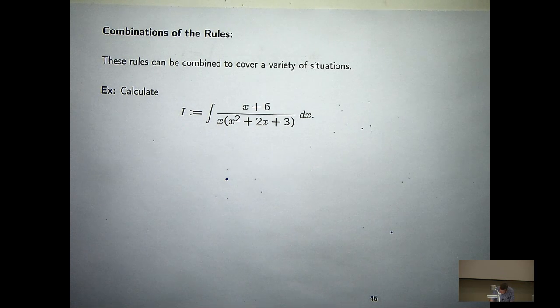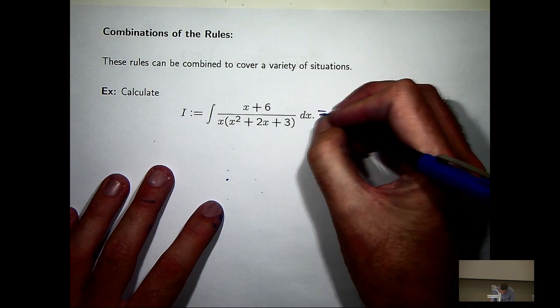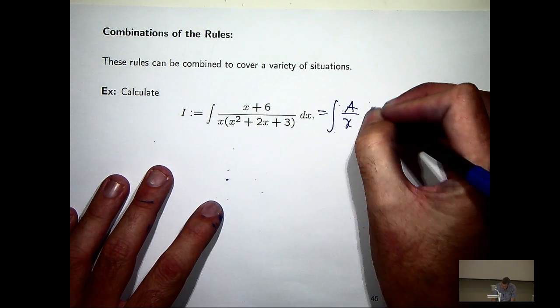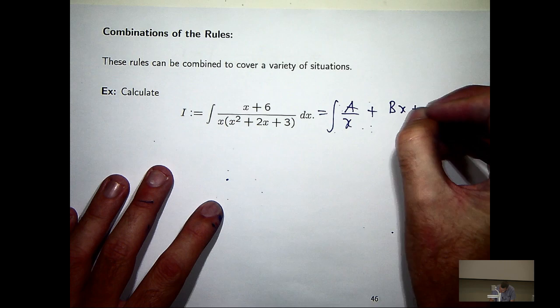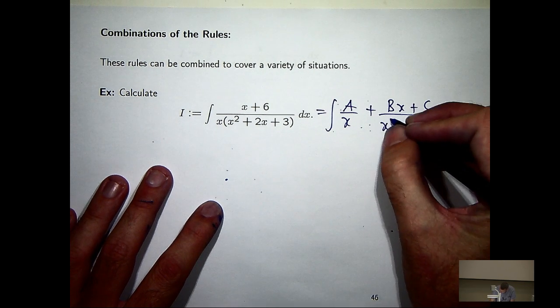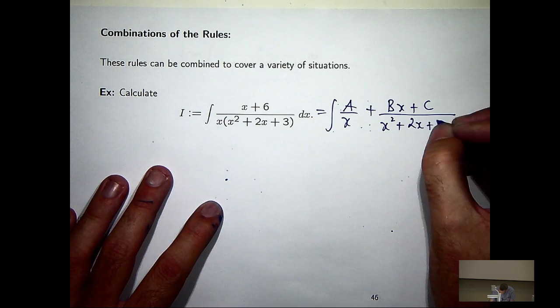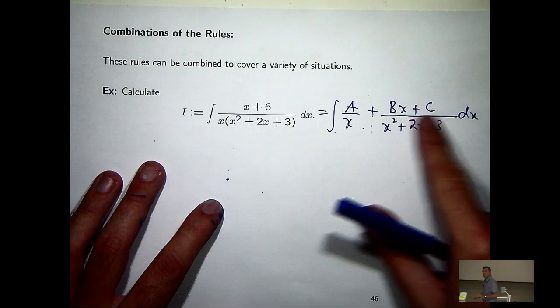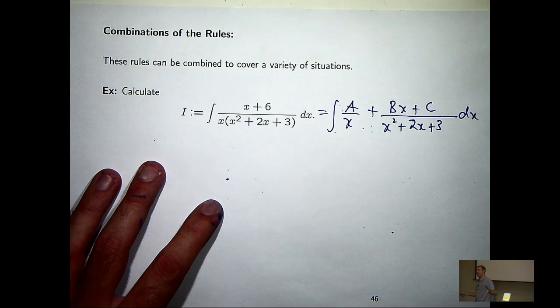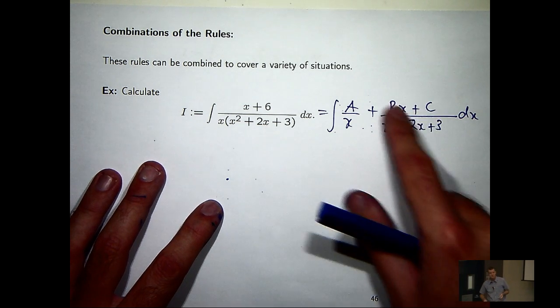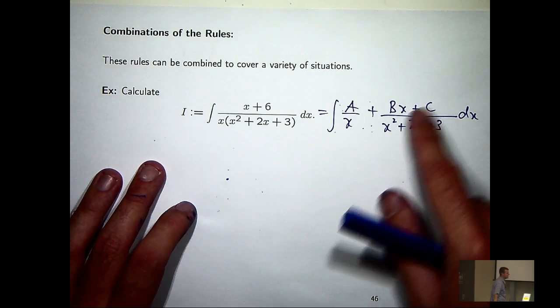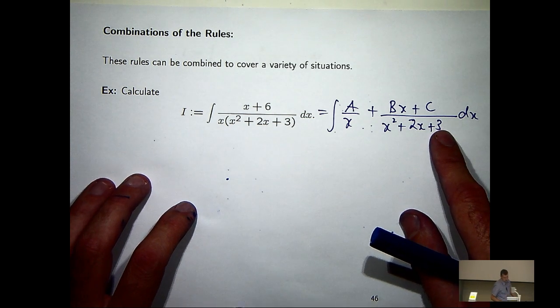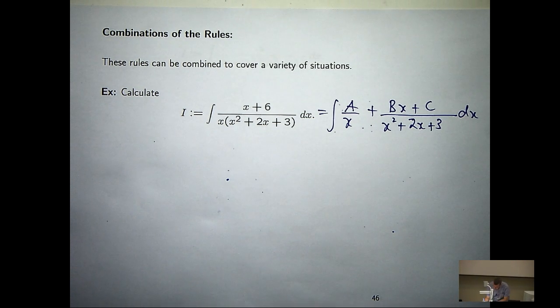So, the breakup is going to be something like this. The decomposition. Now notice up top, I've got bx plus c, and I've got a quadratic down the bottom that won't factor. This is standard procedure for these problems. Okay.